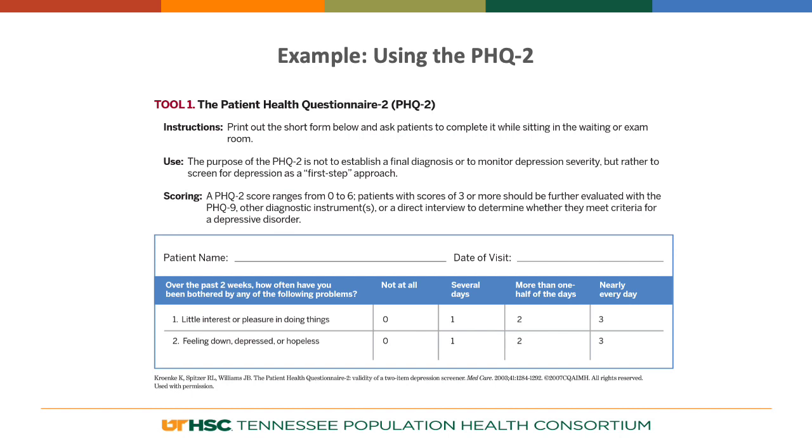Over the past 2 weeks, how often have you been bothered by any of the following problems? Little interest or pleasure in doing things, and feeling down, depressed, or hopeless. The responses include not at all, several days, more than 1/2 of the days, and nearly every day. You can see that there is a scoring mechanism. Those with 3 or more points should be further evaluated and/or referred to a behavioral health specialist for more discussion. In our example session, we're going to show a health coach who administers this assessment in a more conversational way.